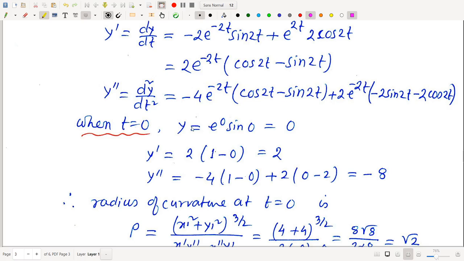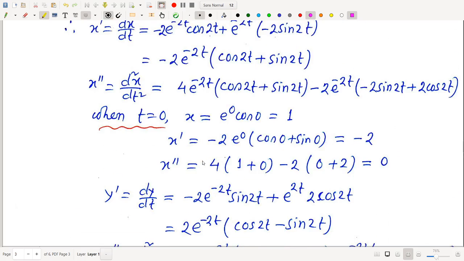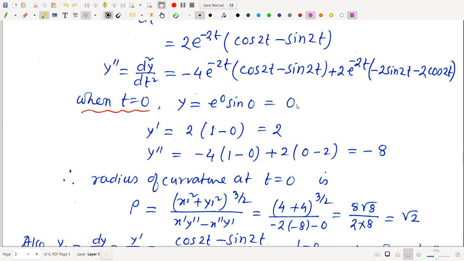Okay, now when t equal to 0 as before, y is e to the power 0 sin 0, sin 0 is 0, so y is 0.